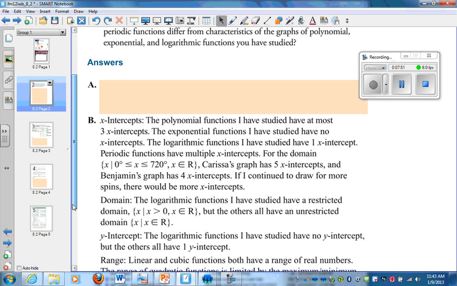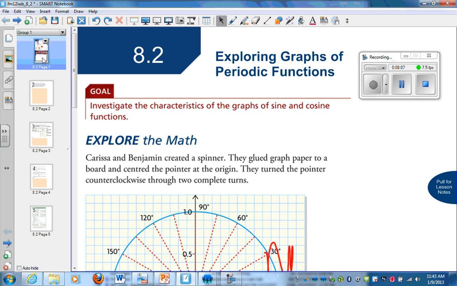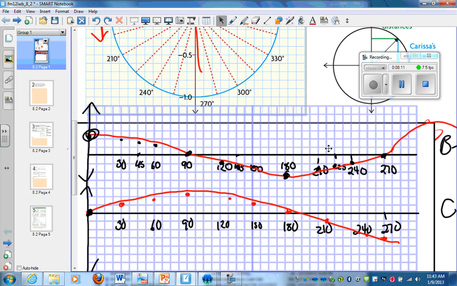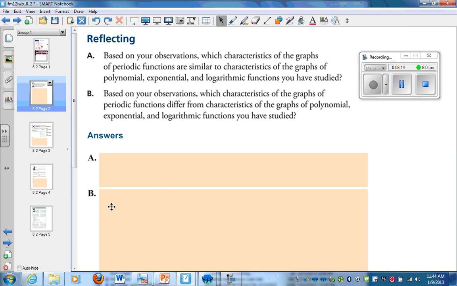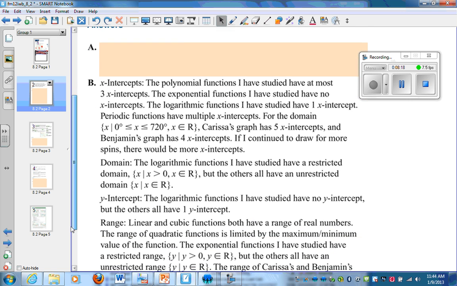As for domain, logarithmic functions had a restricted domain. It had to be greater than 0, but all others could be any real numbers. In this graph, it sure looks like our x value can be anything, right? As we go on, our x's could be anything. It could go in both directions. Now, y values is where we come into play.